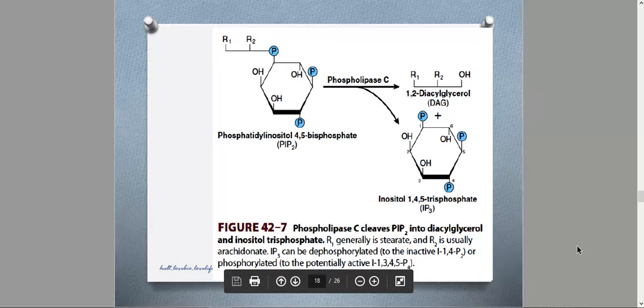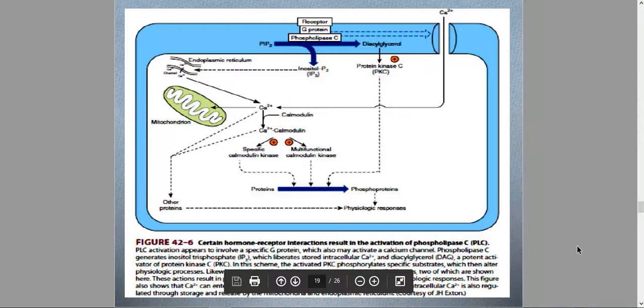Now, let's take a look at how inositol triphosphate actually works. In this diagram, hormone receptor interaction results in the activation of the enzyme phospholipase C, breaking down the substrate PIP2 into diacylglycerol and protein kinase C. Similar to the effects of protein kinase A, protein kinase C also produces phosphorylated proteins that will have direct participation in the production of some physiologic responses.